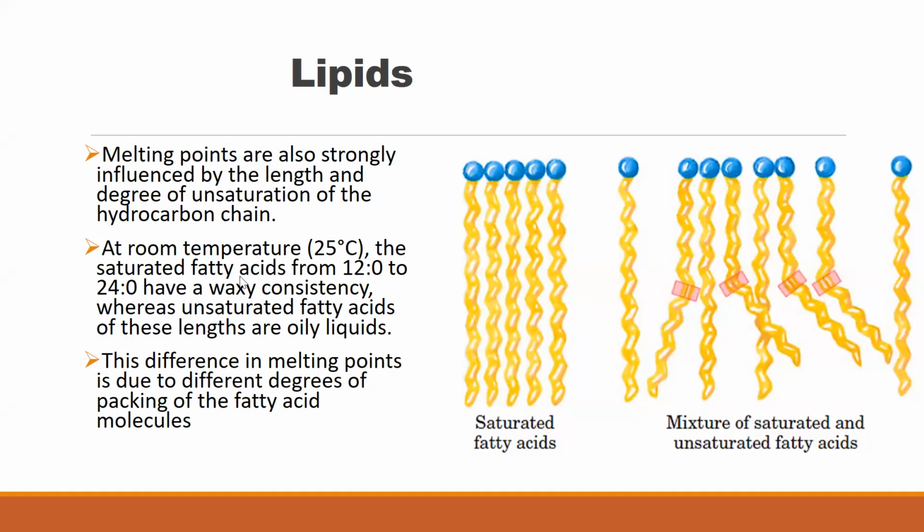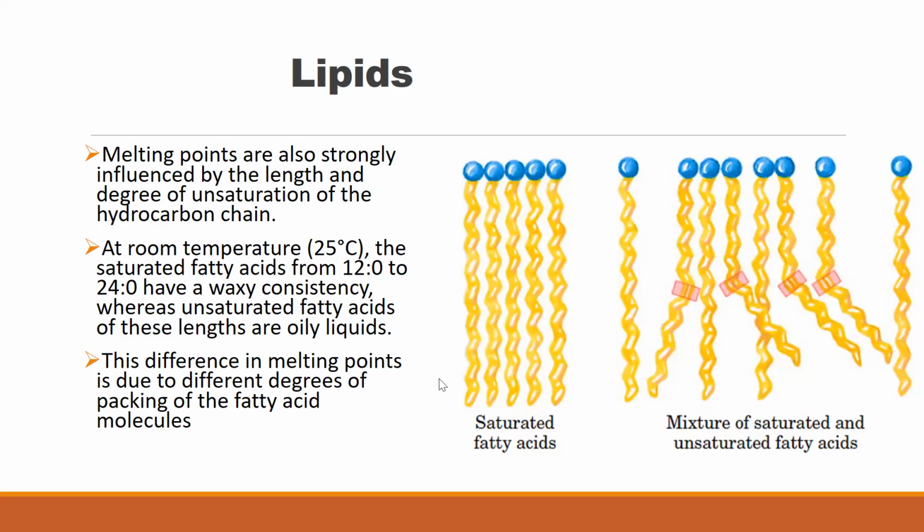Again, for lipids at room temperature, the saturated fatty acids having carbon 12 to carbon 24 have a waxy consistency, whereas the unsaturated fatty acids are oily liquids. So you notice for the samples of oils in your house, whether they come from animal fats or from vegetable oils, the oils that solidify usually have saturated fatty acids in them.